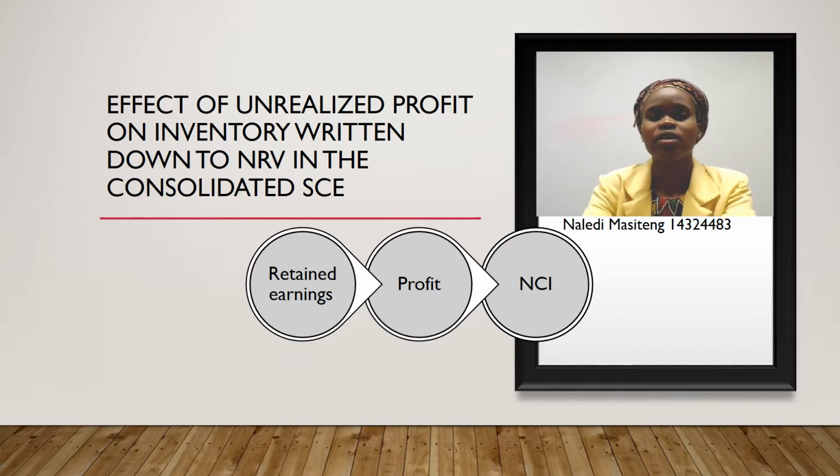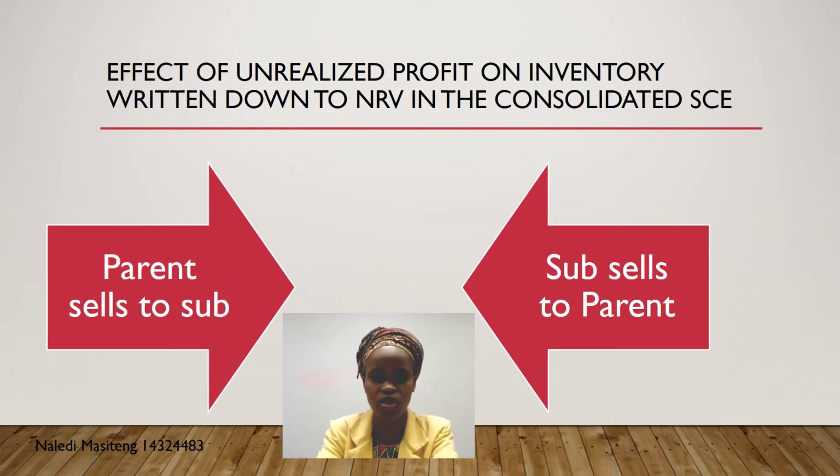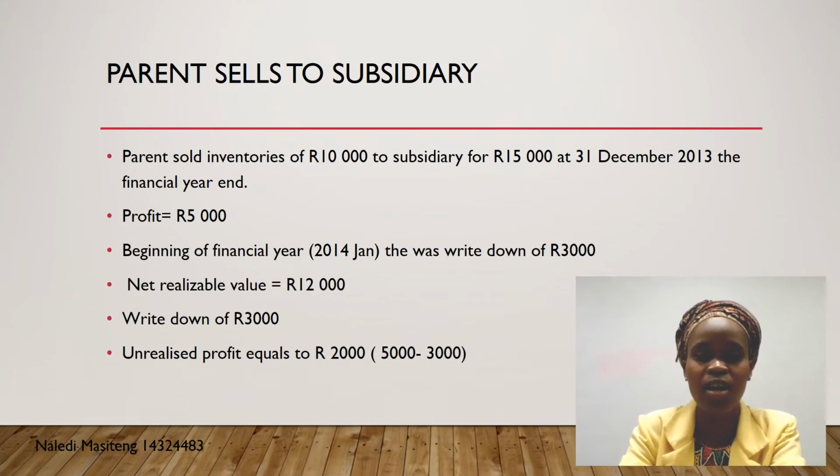We are going to take a look at the effect of unrealized profit on inventory written down to net realizable value in the consolidated statement of changes in equity. It's going to affect the retained earnings, the profit, and the non-controlling interest. We can have two scenarios where the parent sells to subsidiary or the subsidiary sells to parent. Now let's have a look when the parent sells to subsidiary.